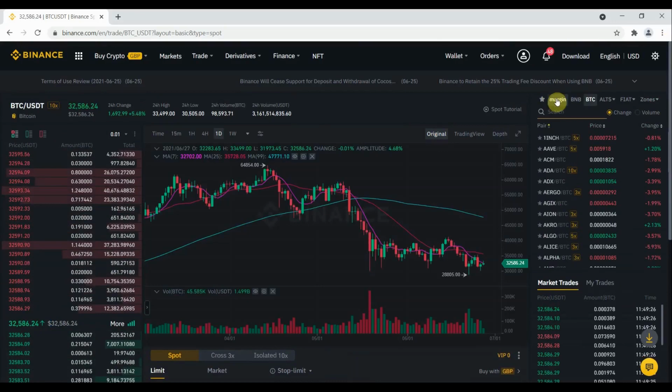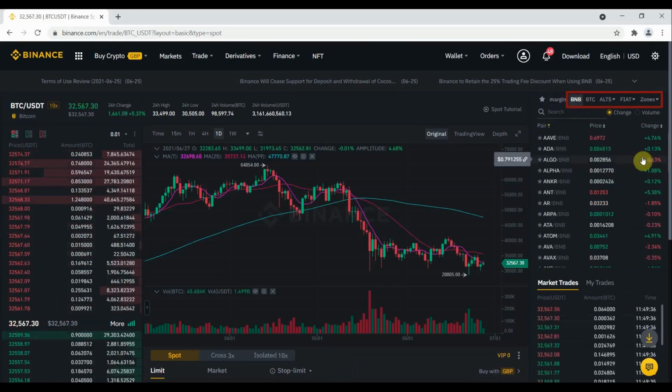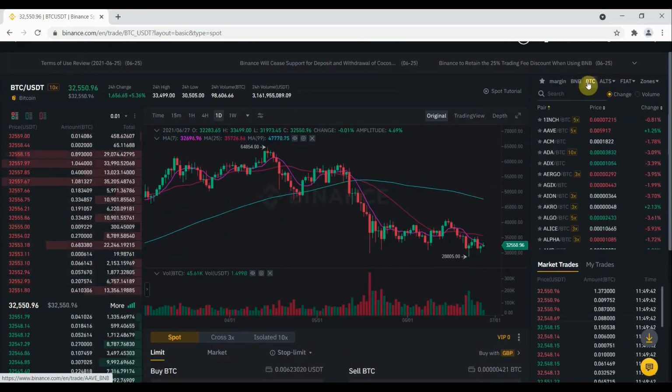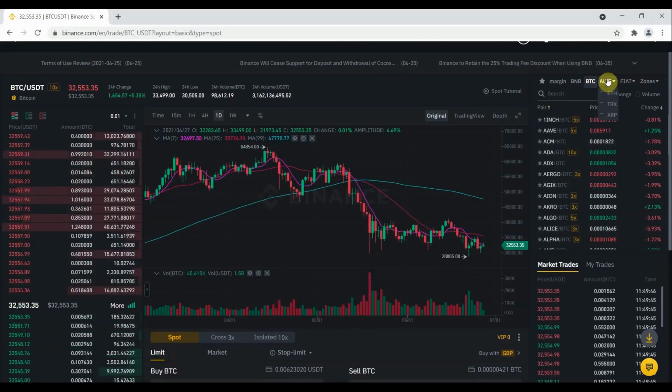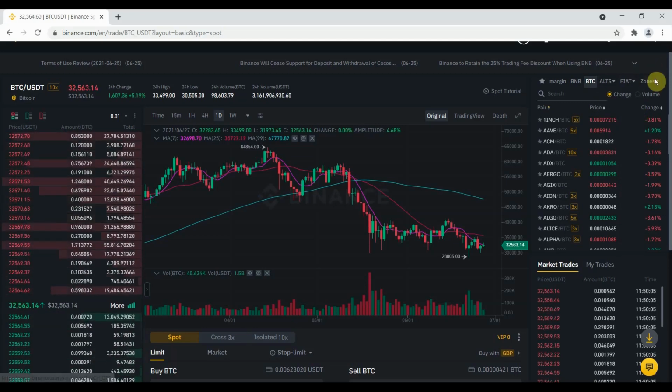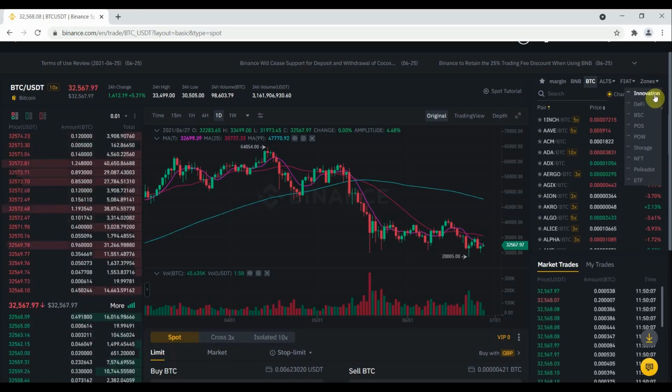On the right side of the screen, there is the list of trading pairs that are listed and currently available to trade on Binance. The list is organized into Binance coin trading pairs, Bitcoin trading pairs, altcoin trading pairs, fiat trading pairs, and a further section called zones. This categorizes cryptocurrencies into types such as DeFi, proof of works, proof of stake, and NFTs.